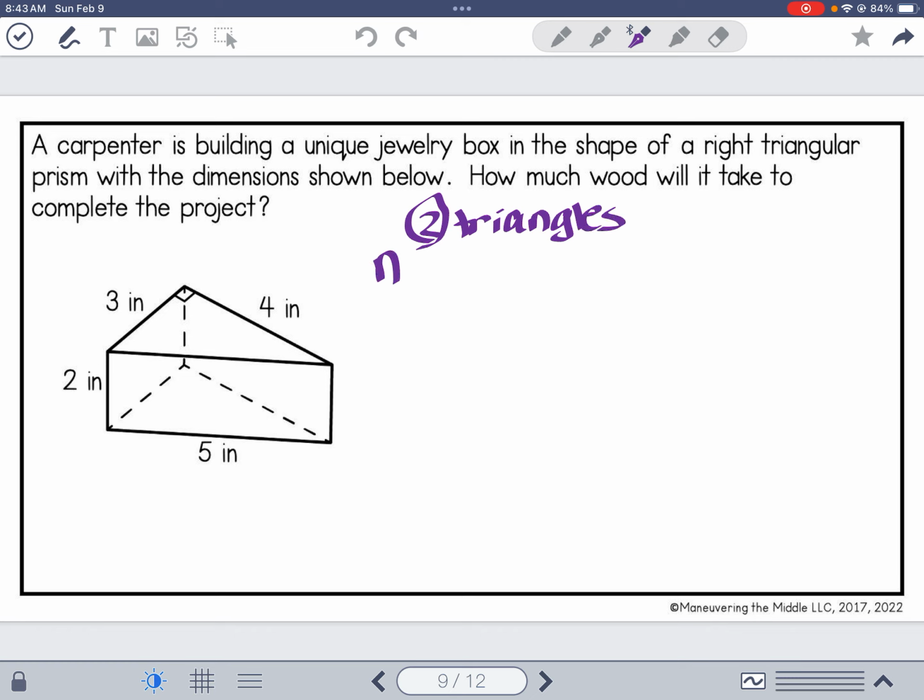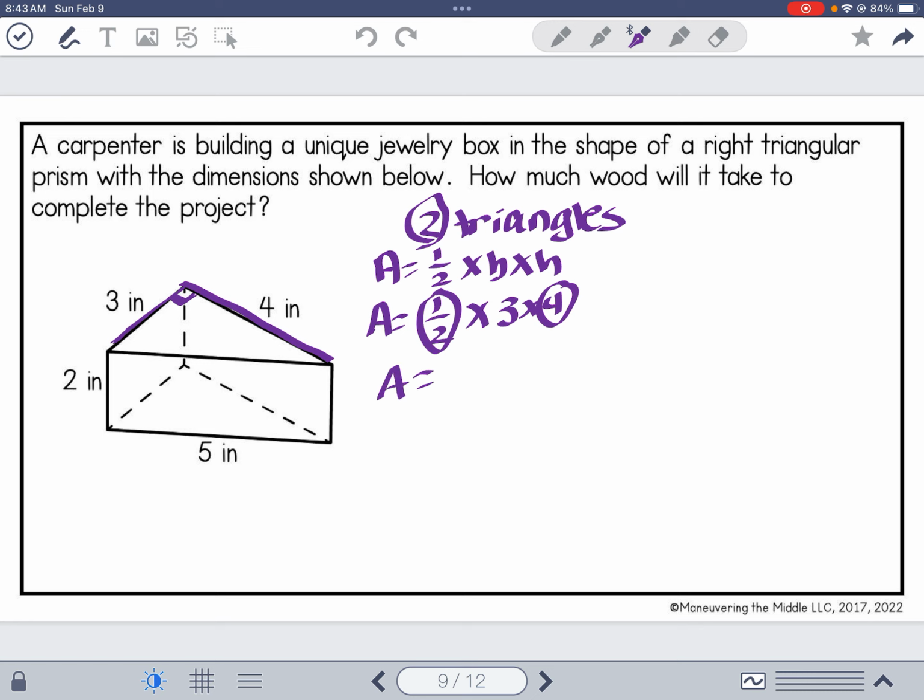So when I find the area of a triangle, it's 1/2 times base times height. 1/2, find your right angle. There it is. Remember, that connects your base and your height together. 3 times 4. Half of 4 is 2, and 2 times 3 is 6. So 6 inches squared.